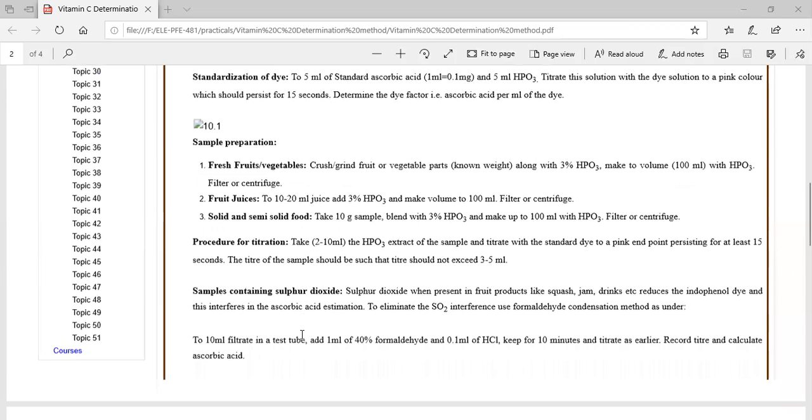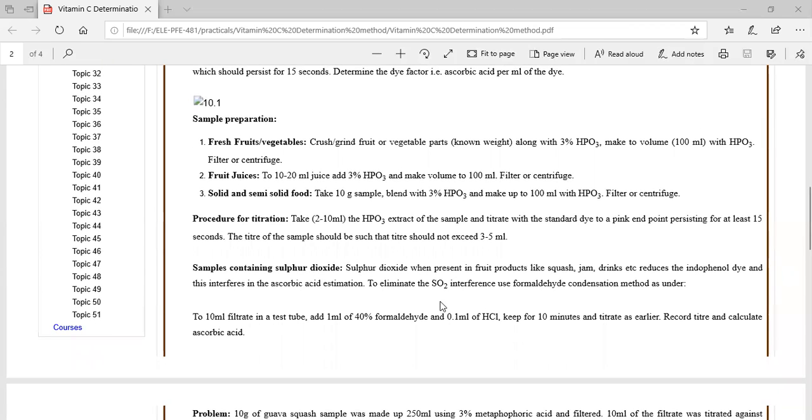Samples containing sulfur dioxide, which is present in fruit products like squash, jam or drinks, reduce the indophenol dye, and this interferes in the ascorbic acid estimation. So to eliminate this sulfur dioxide interference, use the formaldehyde condensation method for this experiment.